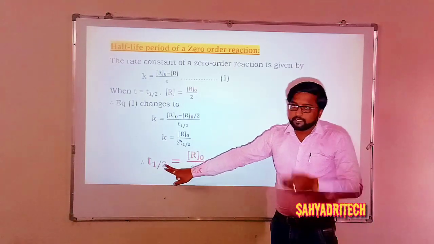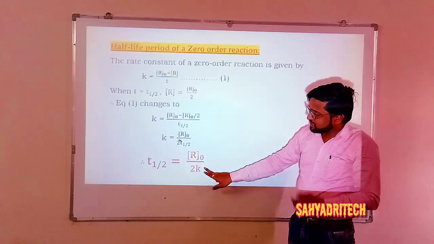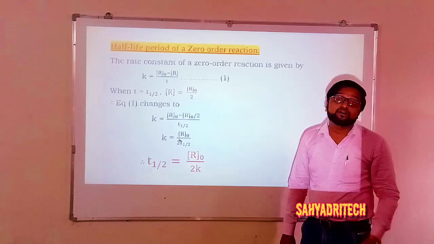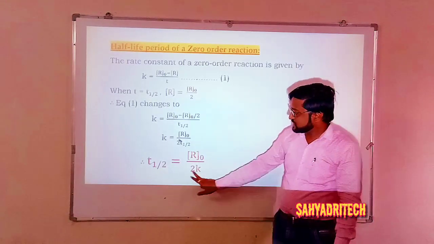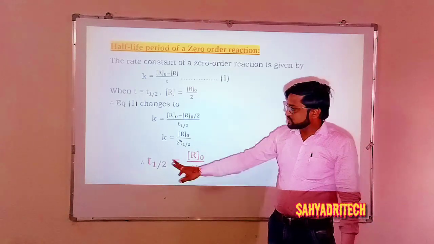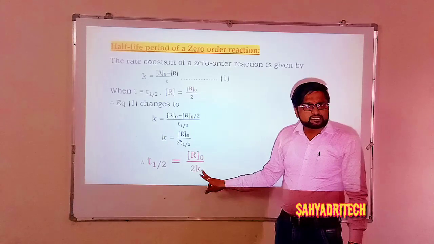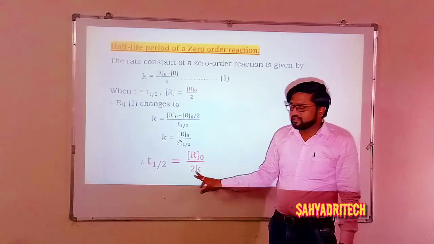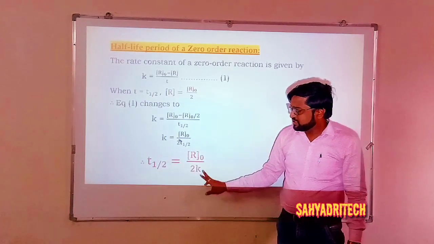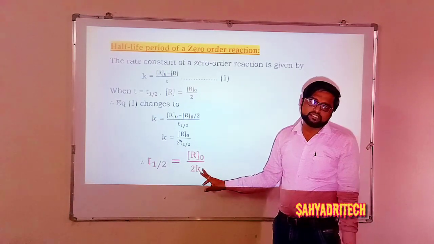the half-life period, R0 the initial concentration, and K the rate constant of a zero order reaction. What is the relation here? t half and K are inversely related. The higher the t half, the lower is the K value, hence less is the rate of the reaction. The smaller the t half, the larger is the K value, hence the rate of the reaction is high.